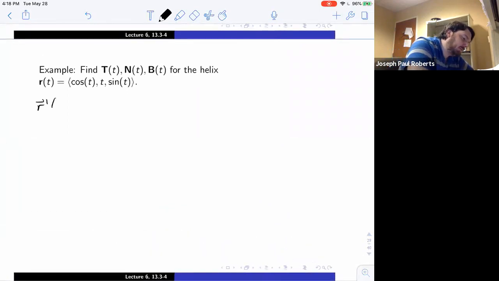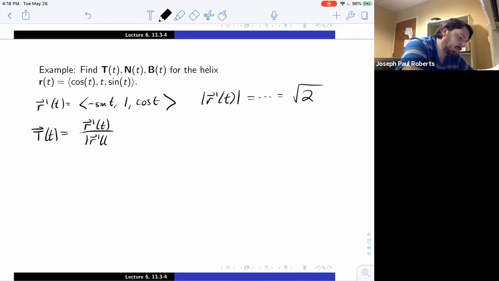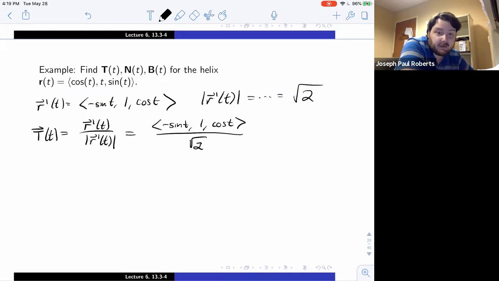So r prime is minus sine t, 1, cosine t. The length of r prime, we've seen a couple times so far, is the square root of 2 after you hit it with the Pythagorean theorem. And so T, which is r prime normalized, is minus sine t, 1, cosine t over square root of 2. So that's T of t.